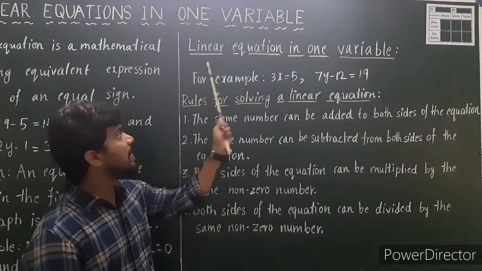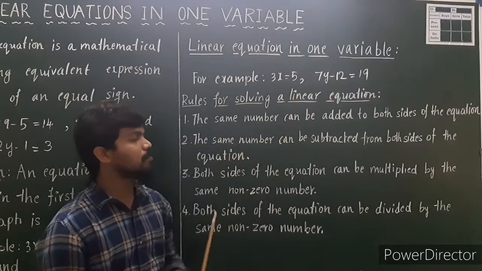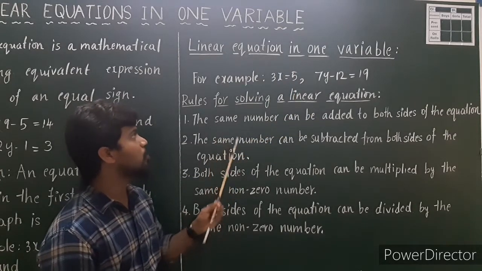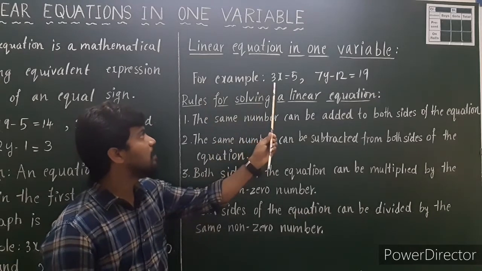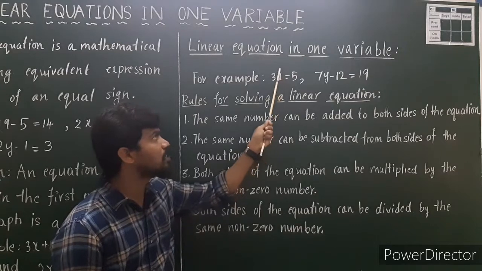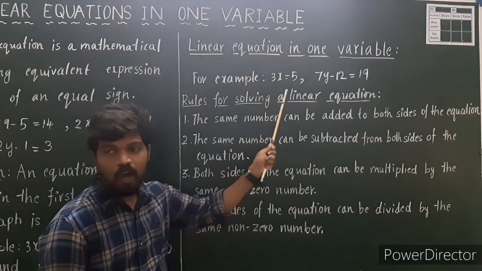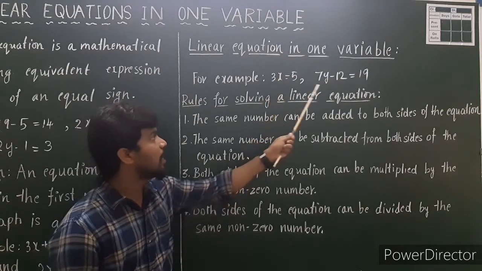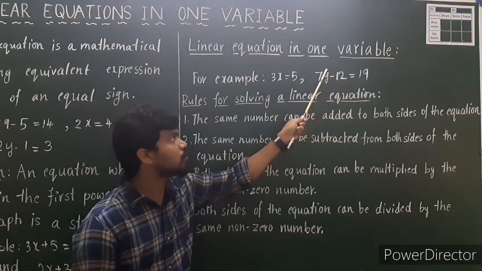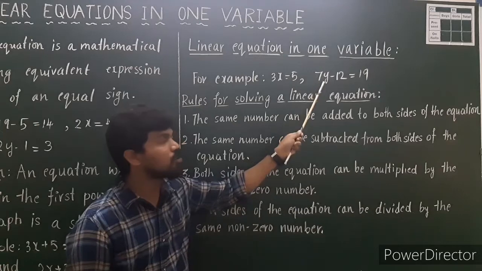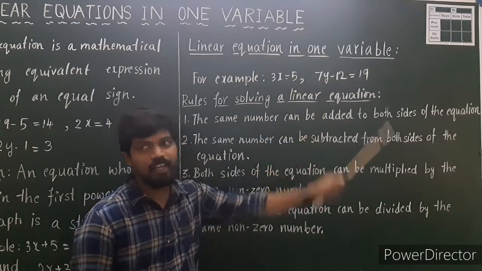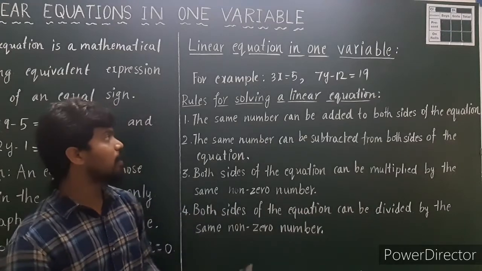Next, linear equation in one variable. It is a linear equation which has only one variable. For example, 3x equals 5 contains only one variable, that is x. Another example, 7y minus 12 equals 19 contains only one variable, that is y. So this is a linear equation in one variable.